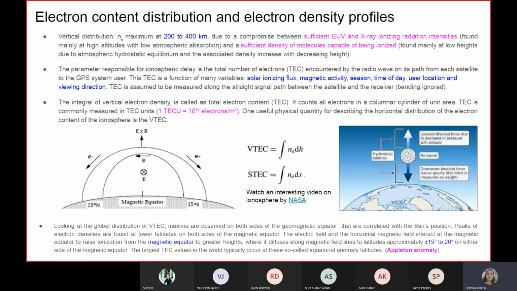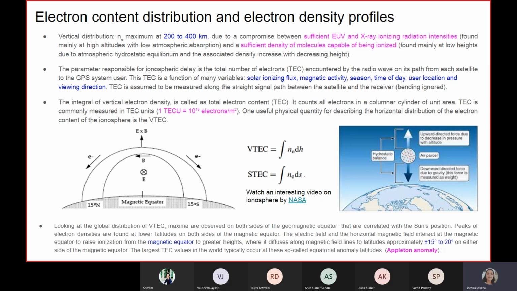Wherever there is a magnetic field, there would be magnetic field lines. So these charged particles follow these lines to fall to latitudes of 15° north and 15° south. So north and south, at equal distances away from the equator, these risen ionized particles are falling over these latitudes on the earth.